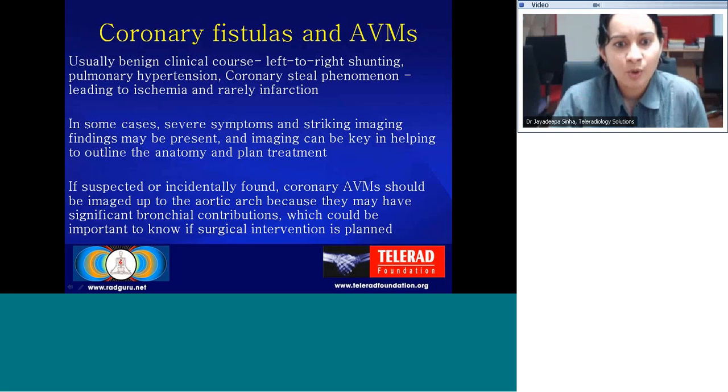What is important is that whenever these conditions are detected, for the diagnosis, the AVMs have to be imaged up to the aortic arch because there can be significant bronchial contributions, and so it is important to plan the surgical intervention, and hence the roadmap needs to include the aortic arch.